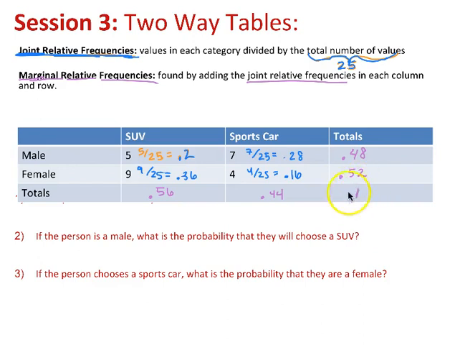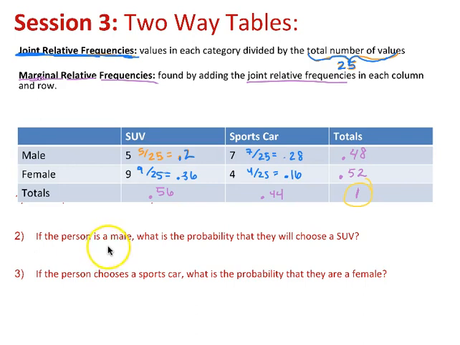If you do not get a total of 1 over here in this corner, you have done something wrong. You've done some math wrong. The total should always be 1. When we add up all of our marginal relative frequencies, the rows and the columns, we should always get 1. So remember that, and that will help you to see if you've made any mistakes. And then we can use the data that we've just calculated to answer these two questions below.